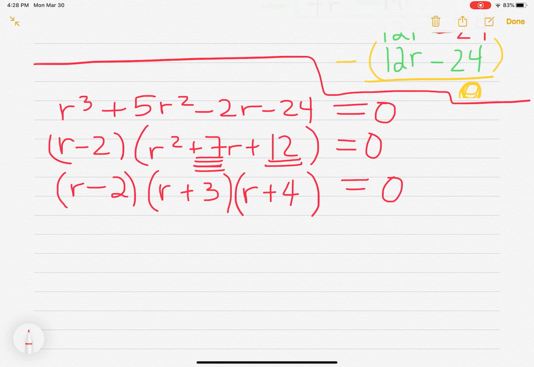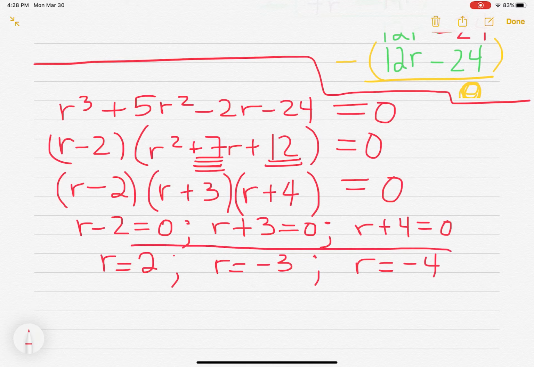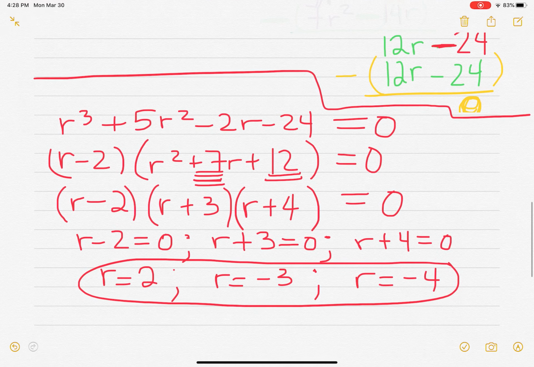So now I have three factors, and I'm going to set each factor equal to 0 by the zero product property or zero factor property. And that's going to give me three distinct solutions here. We're going to have r equals 2. That's one of our solutions. Hey, we already knew that from earlier. r equals negative 3. Oh, we got a new one. r equals negative 4. We got a new one. So here are our three distinct solutions. So we had a degree 3 recurrence relation, and we have three distinct solutions.